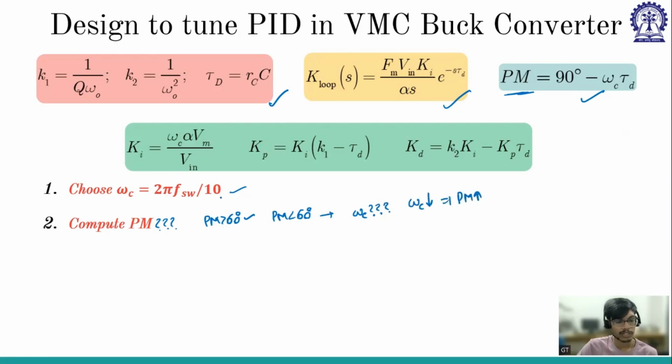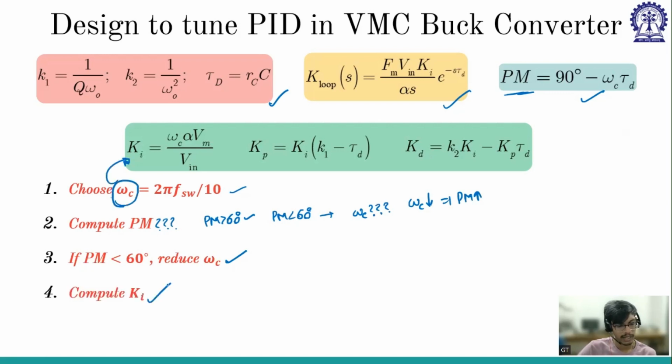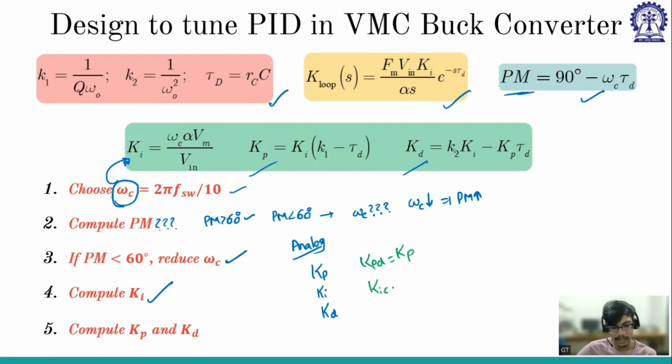So I have considered 2 pi FSW by 10. Maybe I'll consider 2 pi FSW by 15, somewhat lesser, and I'll check if my phase margin is greater than 60 degrees. If my phase margin is less than 60 degrees, I'll reduce omega c. But if my phase margin is fine, then I'll substitute that omega c here, and I'll compute ki, and then I'll compute kp as well as kd. Now I got kp, ki, kd in the analog domain. So what are KPD, KID, KDD? KPD is the same as KP, KID is KI into TS, and KDD will be KD by TS. So this is my digital.